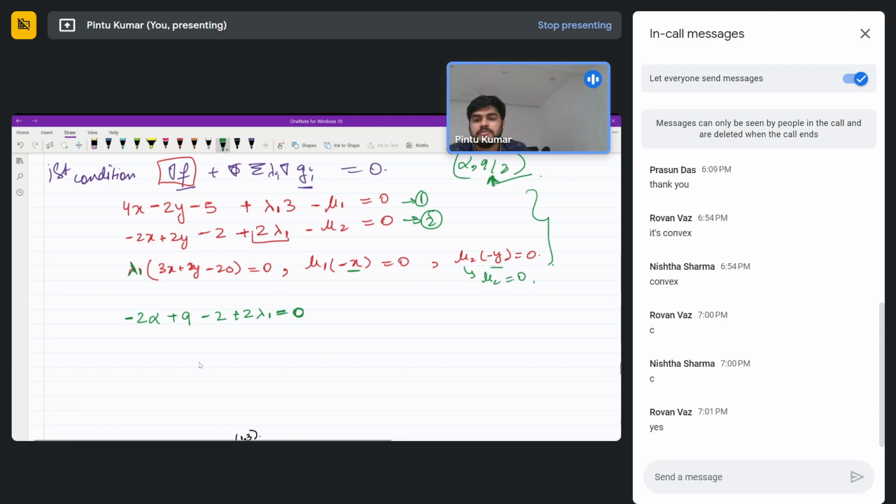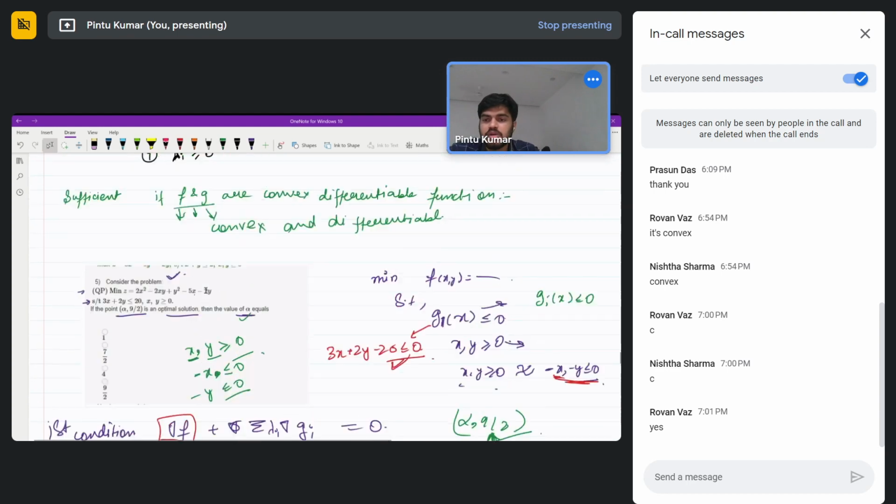Yes, let's leave this thing over here. And now if you put these values in equation 1, what do we get? We get 4 alpha minus 9 minus 5 plus 3 lambda 1 minus mu1 is equal to 0, right? So now we need to find the value of alpha using the equations that are given to us, and we'll try to do this.